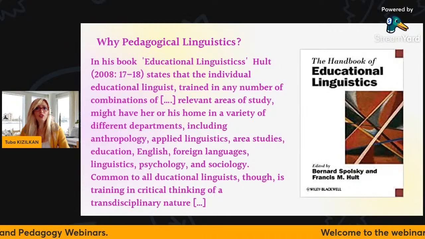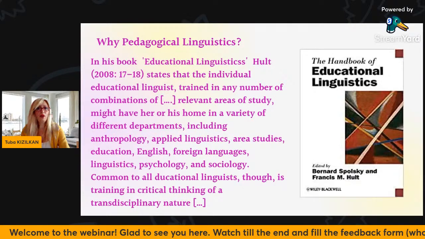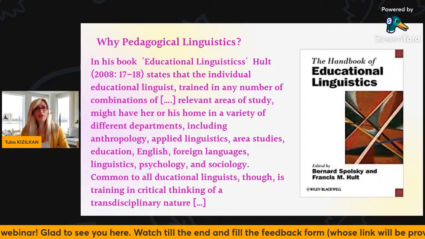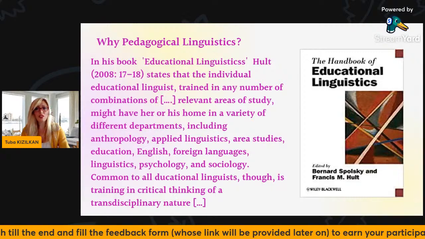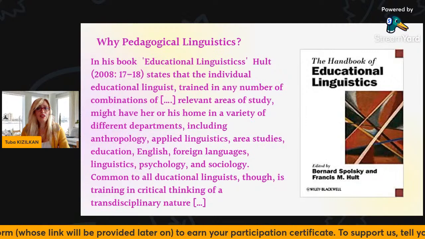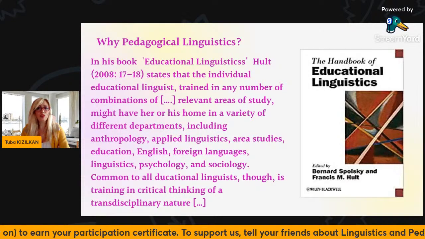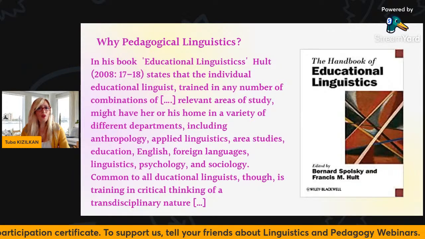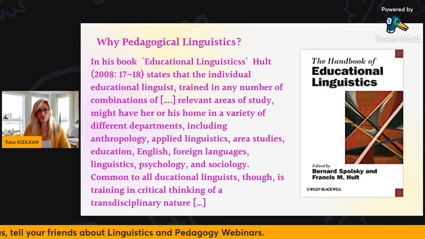So in his book, Educational Linguistics, Holt states that the individual educational linguists trained in any number of combinations of relevant areas of study might have her or his home in a variety of different departments, including anthropology, applied linguistics, area studies, education, English, foreign languages, linguistics, psychology, and sociology. So, common to all educational linguists, though, is training in critical thinking of a transdisciplinary nature.